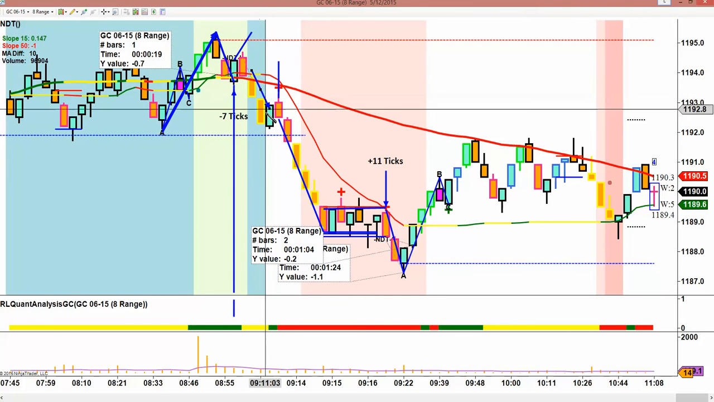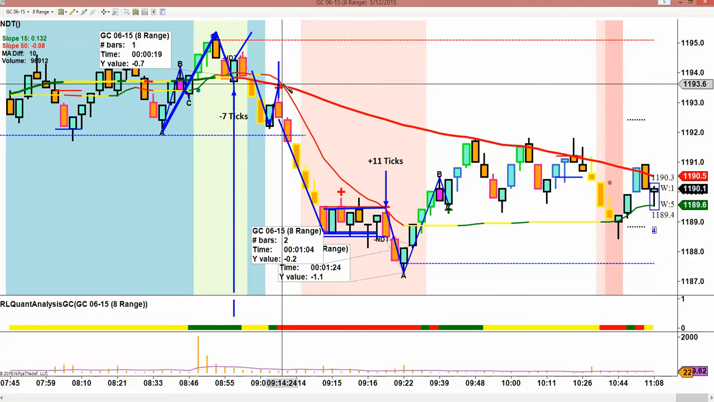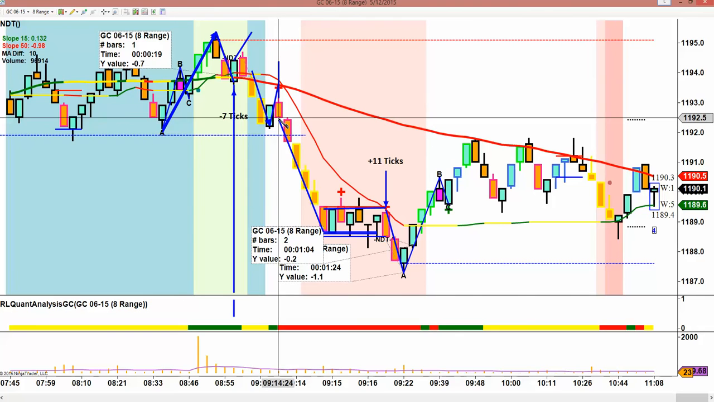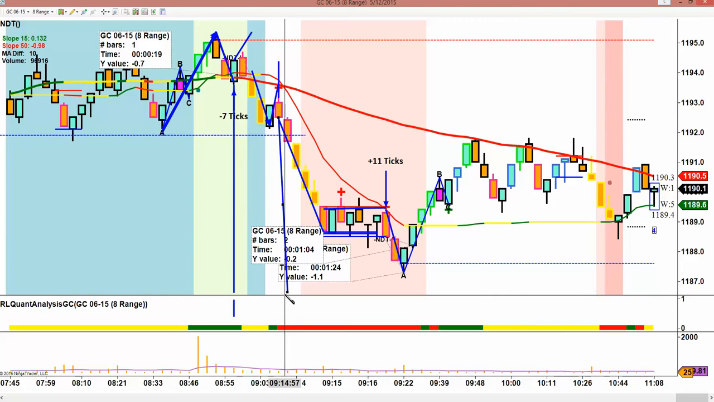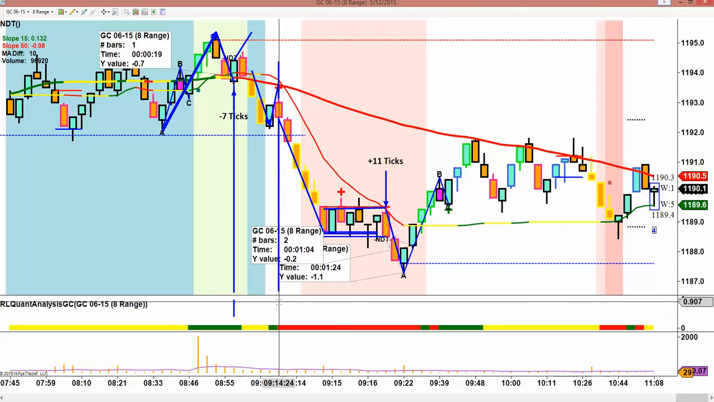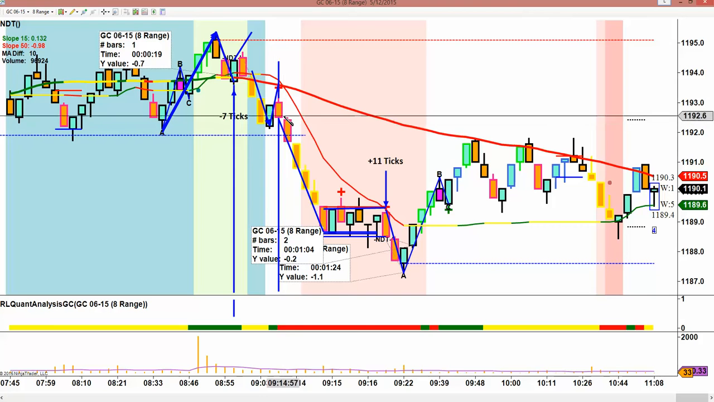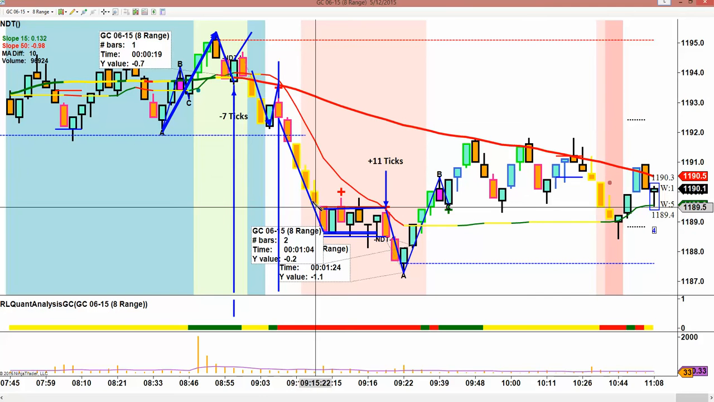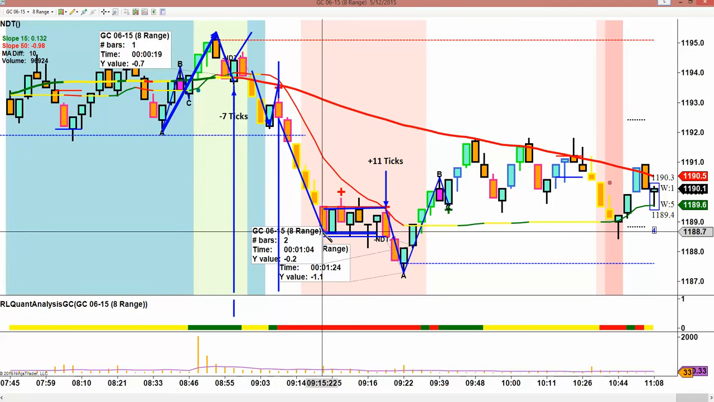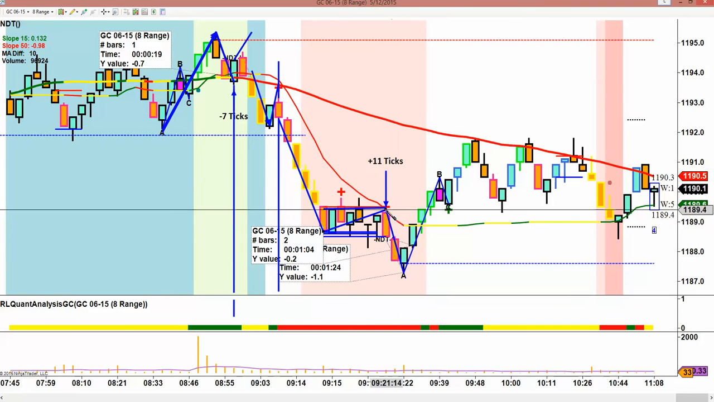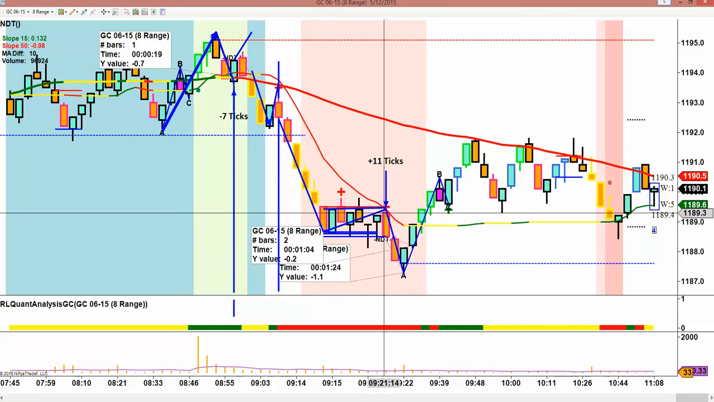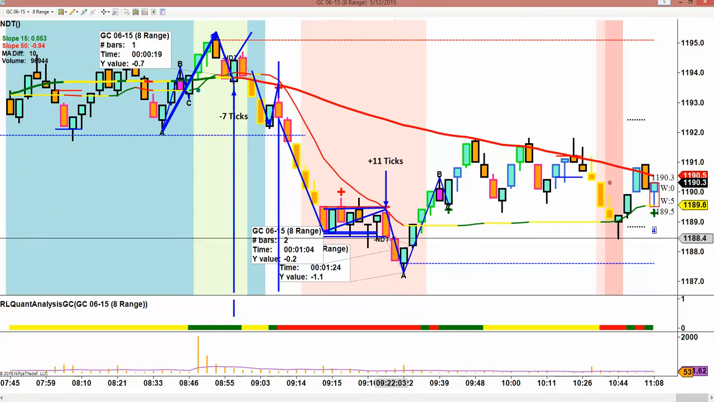Then we had the move down, retracement. Now this was on a green quant line, not a tradable setup. Then we went into this long period of consolidation. Finally, we hit resistance to the downside.